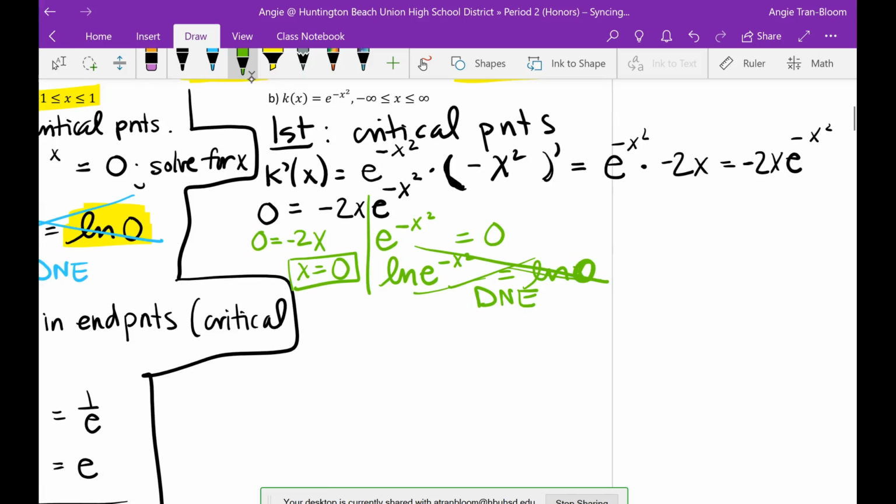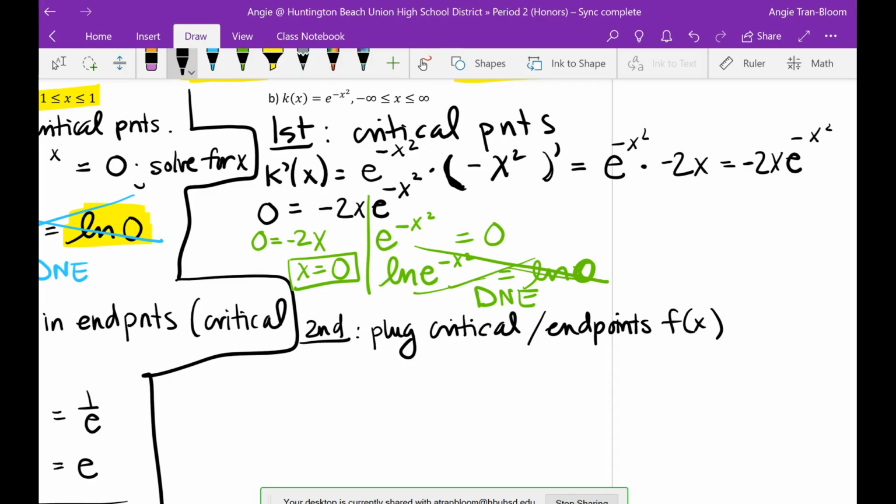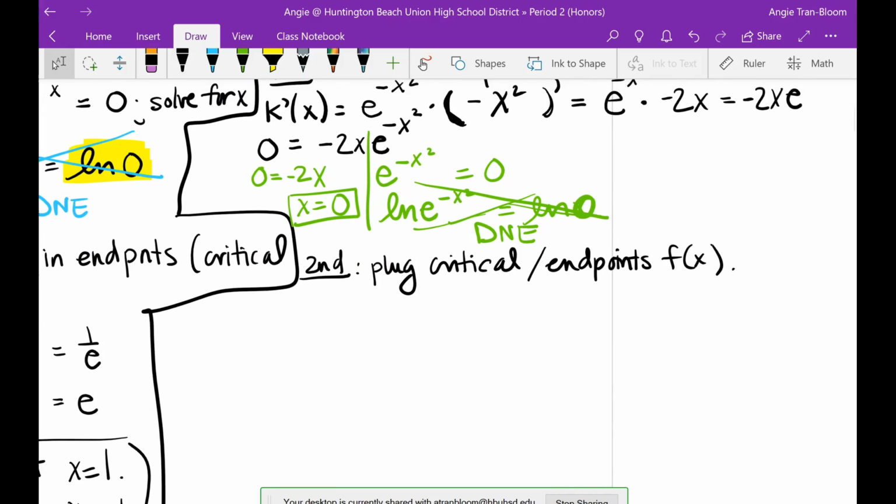Now let's look at the endpoints, because you're supposed to plug in critical points and endpoints into f of x. Okay? But do you have any? No endpoints. But if you only have one point, because there aren't any endpoints, how do you know if that x at that location is a minimum or maximum?